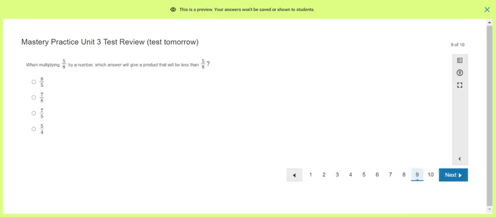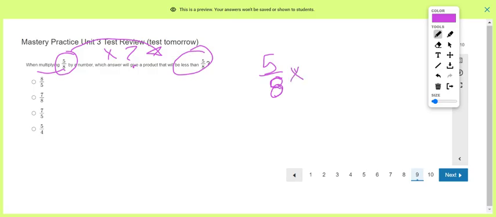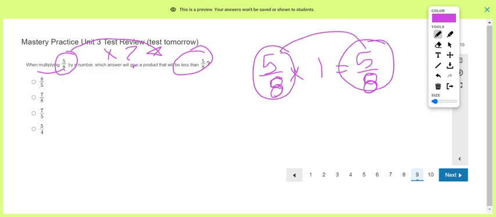Number 9, if you multiply this number by a number, question mark, which one is going to be less? Which one will give us a result of less? So basically what it's saying is 5/8 times 1, the result by multiplying is going to be equal.